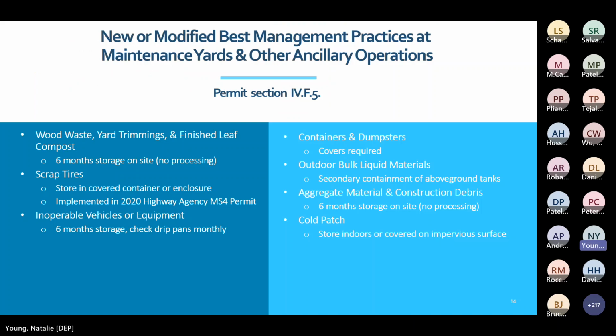Here you can see a list of the new or modified BMPs for maintenance yards and other ancillary operations. Note that the requirements that were previously included in Attachment E are now in the body of the permit, not in an attachment. All the BMPs listed here have been modified from the 2018 permit with the addition of a few new BMPs. For example, the Tier A permit will no longer authorize stormwater discharges from wood chipping or leaf composting activities, as these will be covered under the department's new wood waste recycling and leaf composting general permit.